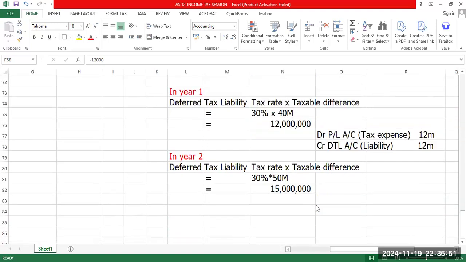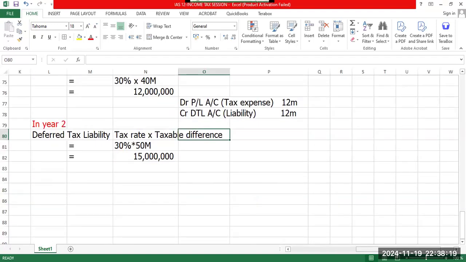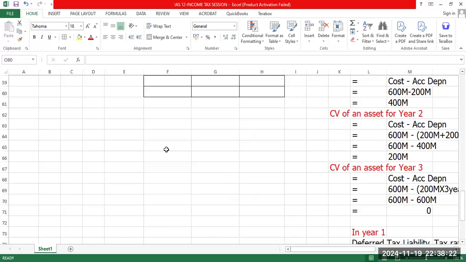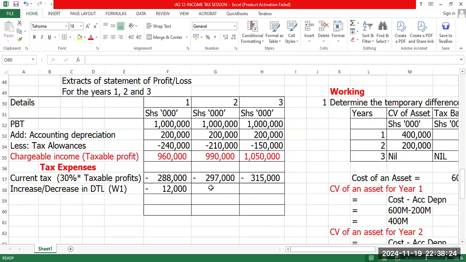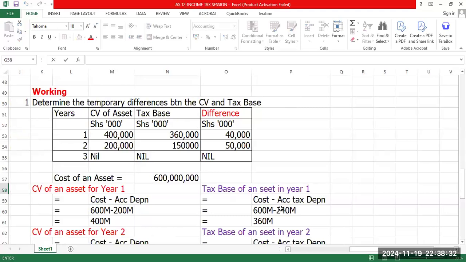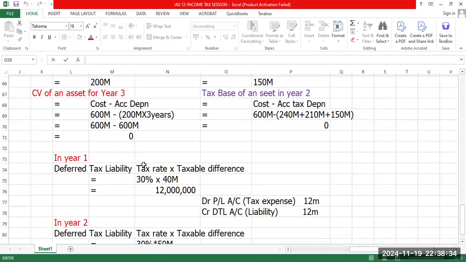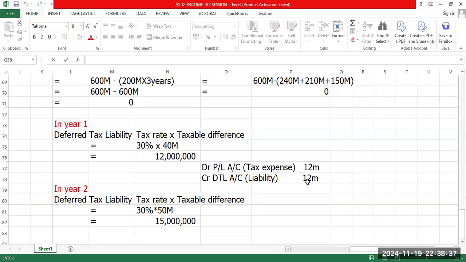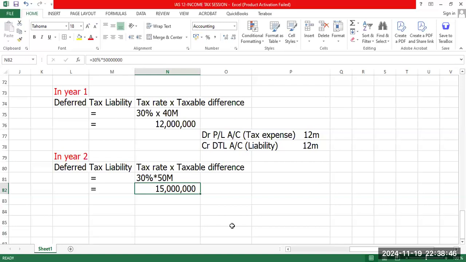We want to know which figure we can record here in year 2. Which figure can we record here? Remember, your liability has increased from 12 million to 15 million. It means that there is an increase in a liability. Every time you have an increase in a liability, that is an expense, and this expense is tax expense.